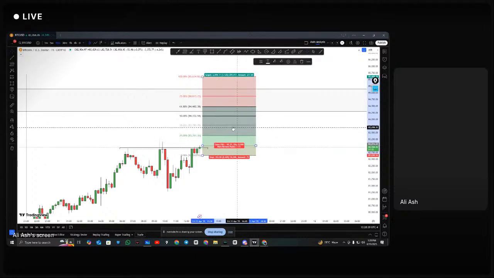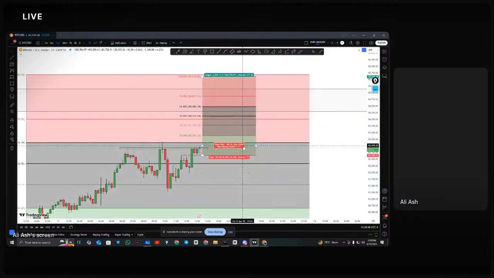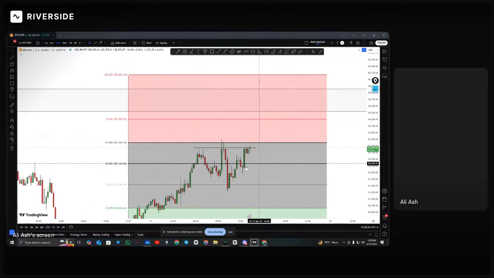So I will take profit here to make it risk free, and then I will go for another TP. So this is TP1, TP2 is here, TP3 is here. So yeah, that's how you will be trading with this long. I hope this was something you are able to understand.